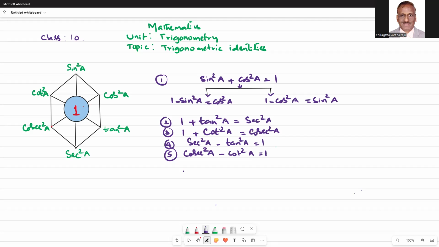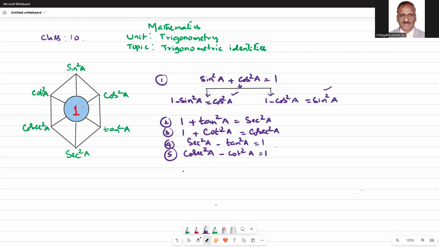From sin square a plus cos square a equals 1, there are two sub-formulas: 1 minus sin square a equals cos square a, and 1 minus cos square a equals sin square a. 1 plus tan square a equals secant square a, second identity. 1 plus cot square a equals cosecant square a, third identity. From the second and third, we can write the fourth and fifth identity. By transposing tan square a to the RHS, secant square a minus tan square a equals 1. Similarly, cosecant square a minus cot square a equals 1.